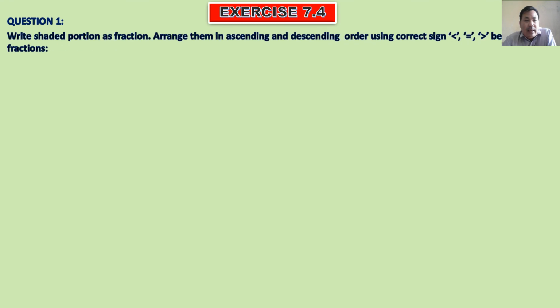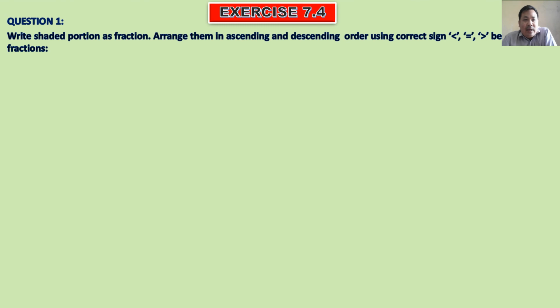Next we have exercise. Now we'll start exercise 7.4. In exercise 7.4, we have question number 1. In question number 1, it is saying: write the shaded portion as a fraction. After that, arrange them in ascending and descending order using the correct symbol or sign. That is equal to, sorry, less than, equal to, or greater than sign between the fractions.